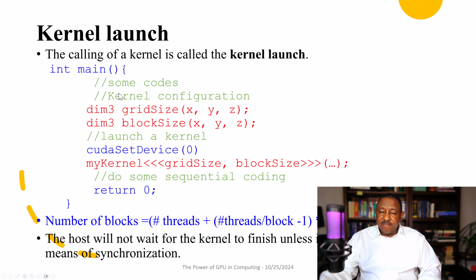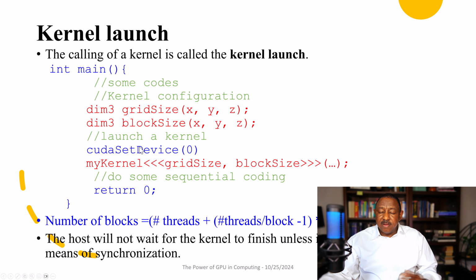First we need to configure our threads. As we discussed, they must be organized into whatever dimension is dictated by the data structure. It can be one-dimensional, two-dimensional, or three-dimensional, and we call this the thread configuration.